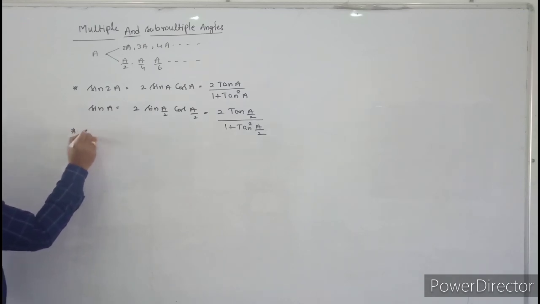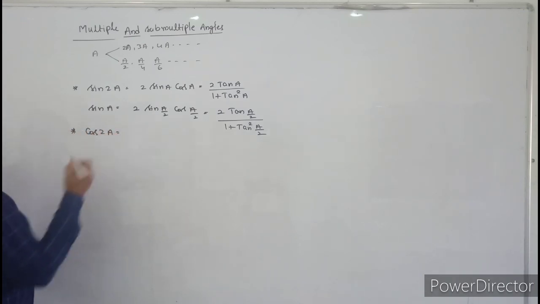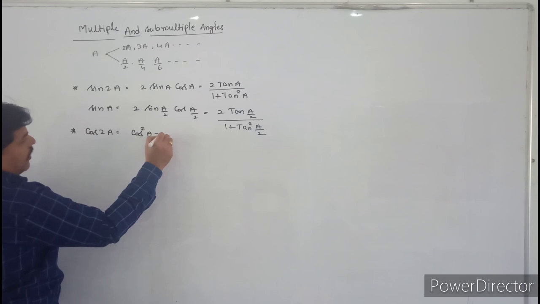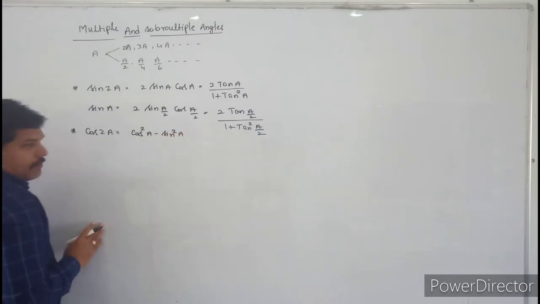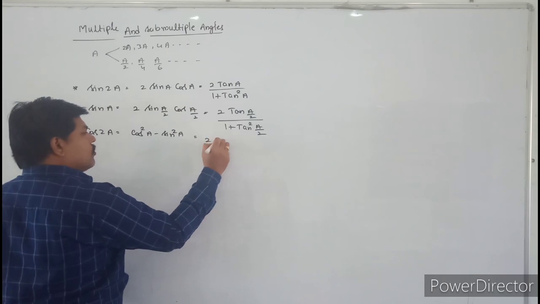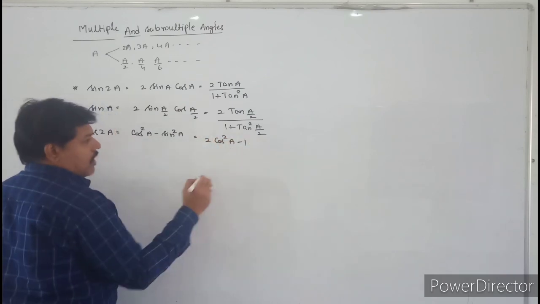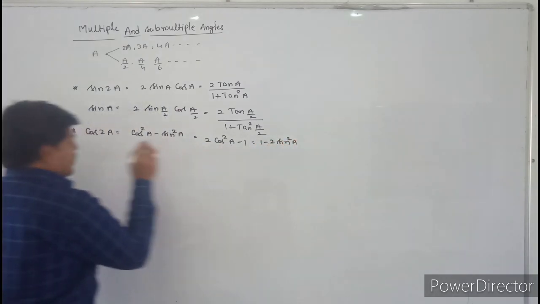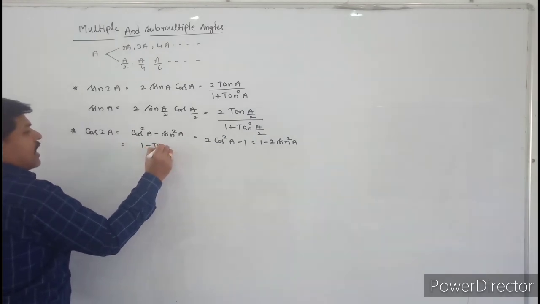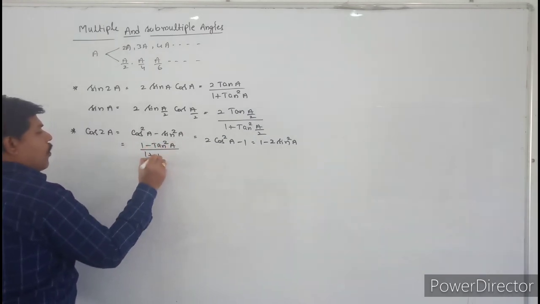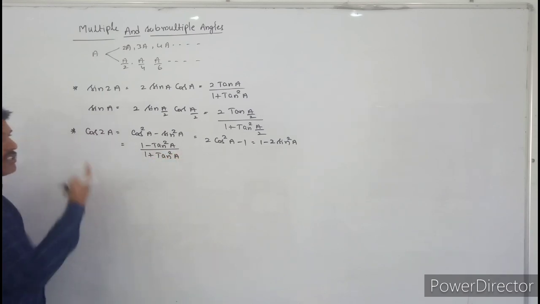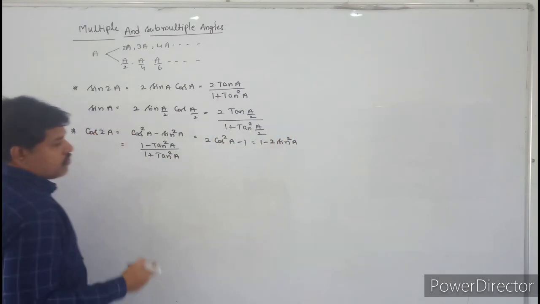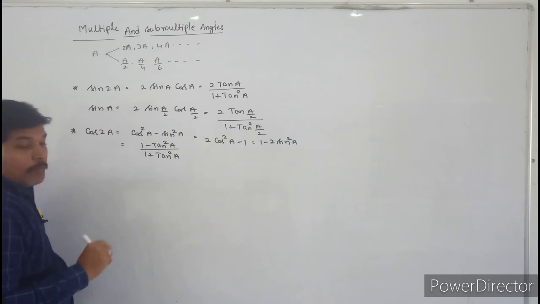Similarly, important formula, cos 2A. What is the cos 2A formula? See that one, students. That is nothing but cos square A minus sin square A, that is equal to 2 cos square A minus 1, that is equal to 1 minus 2 sin square A, that is equal to 1 minus tan square A by 1 plus tan square A. So the cos 2A formulas are: cos square A minus sin square A, 2 cos square A minus 1, 1 minus 2 sin square A, 1 minus tan square A by 1 plus tan square A.